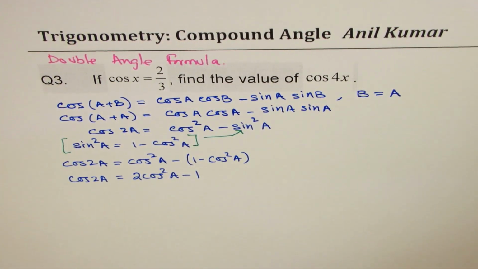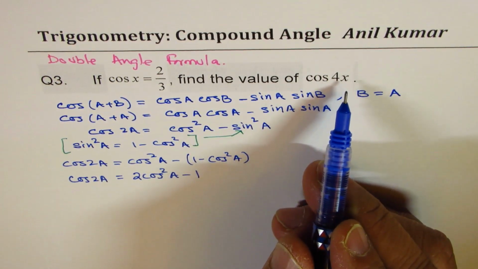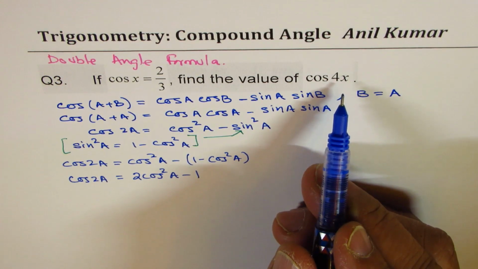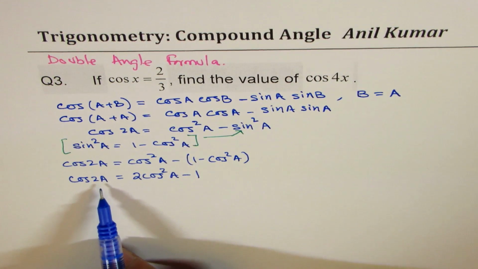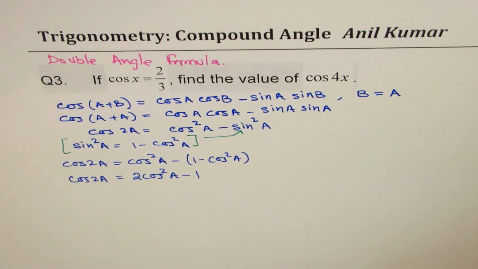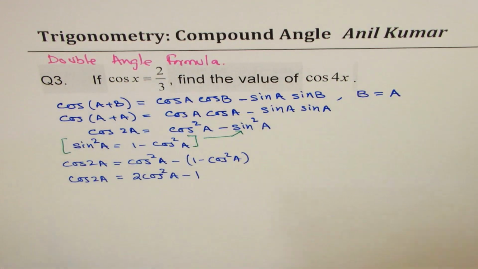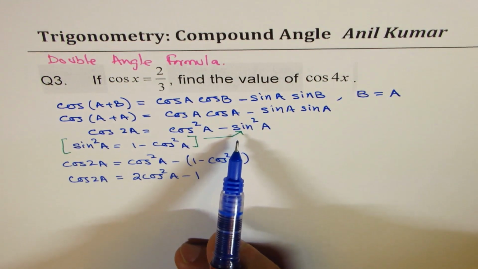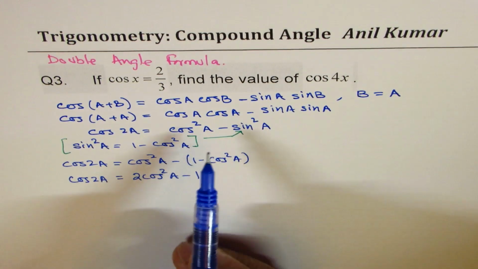Do you get it? Now we need what cos 4x is. So we can use the same formula, double it up. You get an idea, right? And we can actually find the value of cos 4x using cos x equals 2 over 3, correct? Let me go one more step here just to derive another formula which relates cos 2a with sine square a.